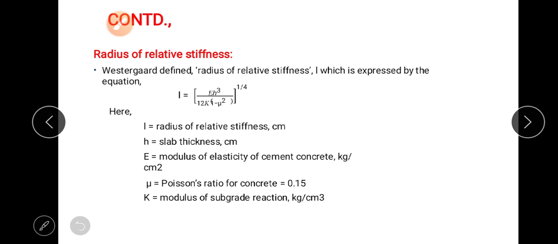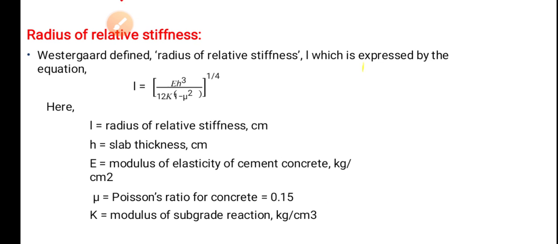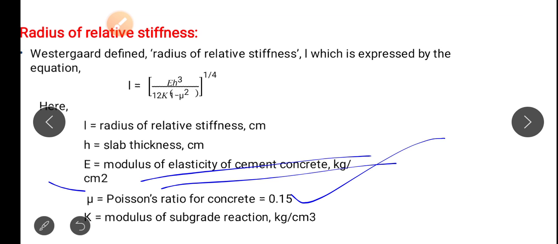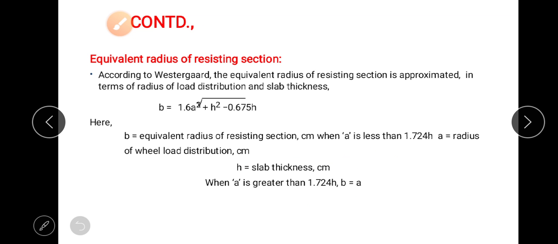These are all other formulae given by different authors. So what is L? Radius of relative stiffness. Westergaard defined the radius of relative stiffness, which is expressed by the equation L is equal to (E H cubed divided by 12 K into 1 minus mu squared) whole to the power of 1 by 4. Where L is radius of relative stiffness in centimeter, H is the slab thickness in centimeter, mu is the Poisson's ratio for concrete, usually assumed as 0.15. E is the modulus of elasticity of cement concrete in kg per centimeter squared. K is the modulus of subgrade reaction in kg per centimeter squared per centimeter.